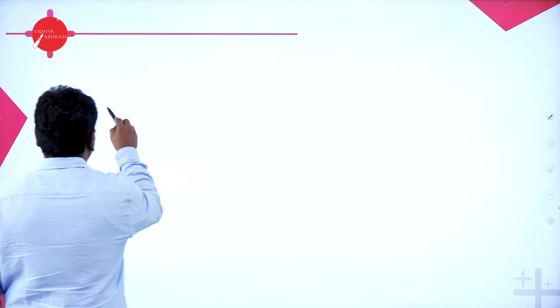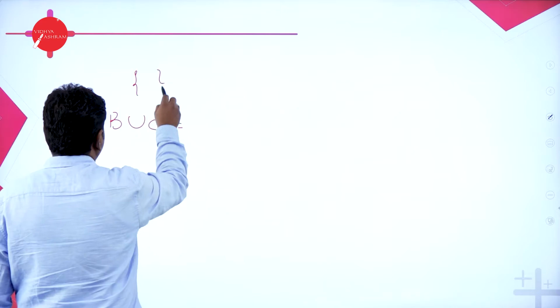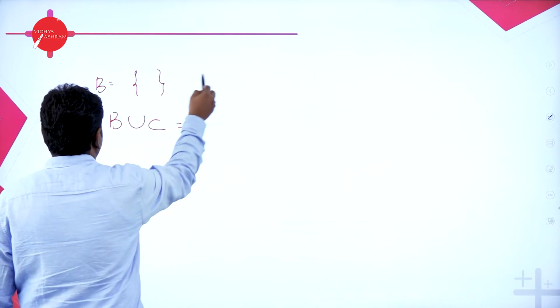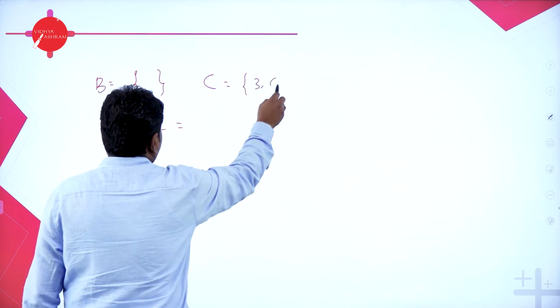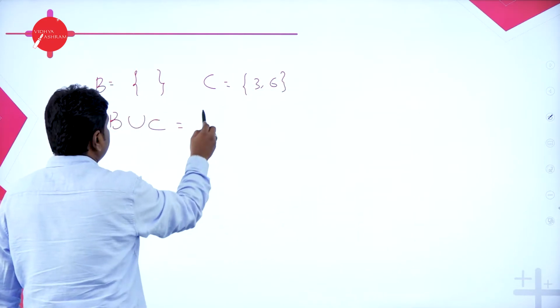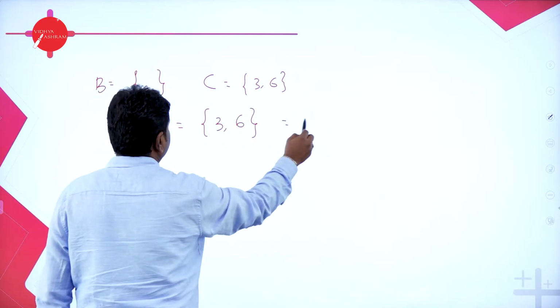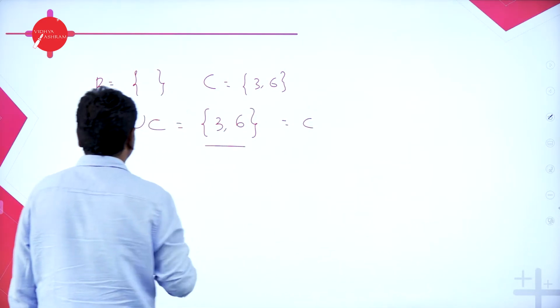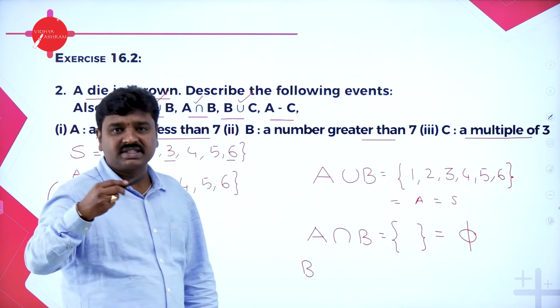So they want B union C. What is B, dear students? B is a null set. And what is C, dear students? C is multiples of 3, that is 3, 6. They want B union C. Combining B and C, we get 3, 6. I can say it is the same as C. This is the answer.